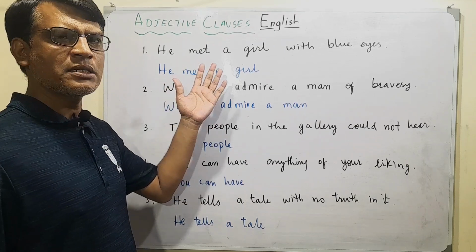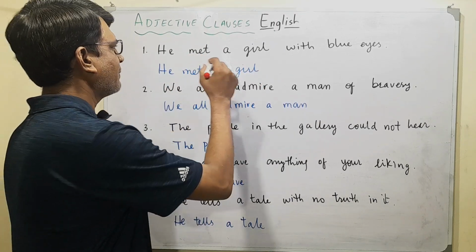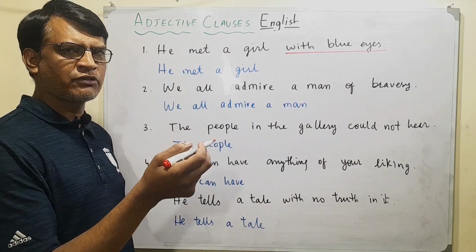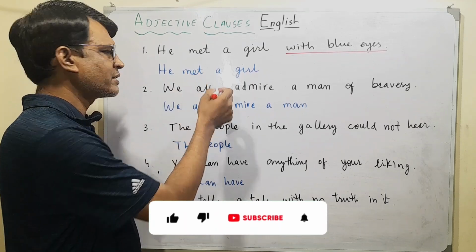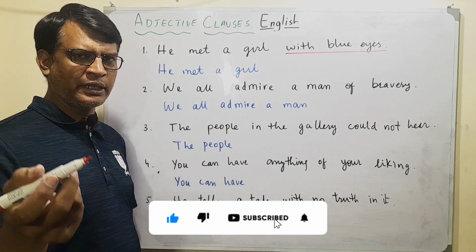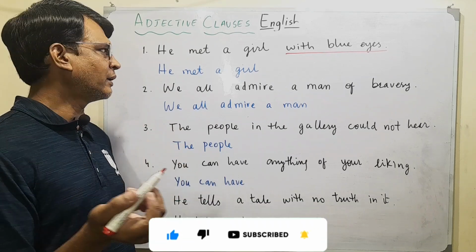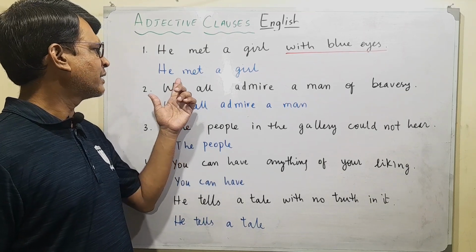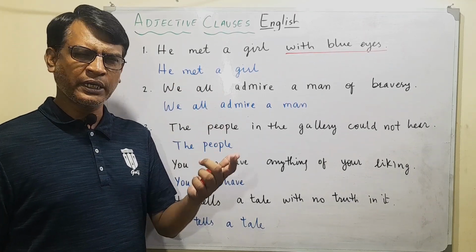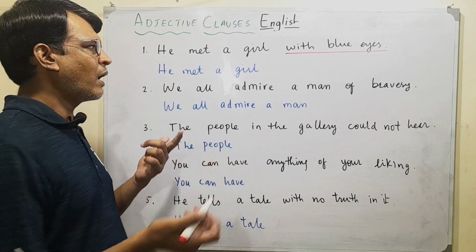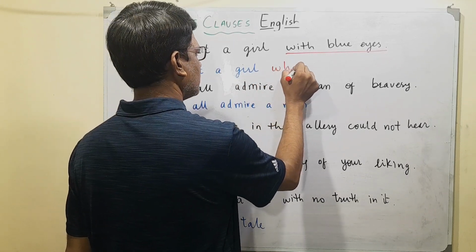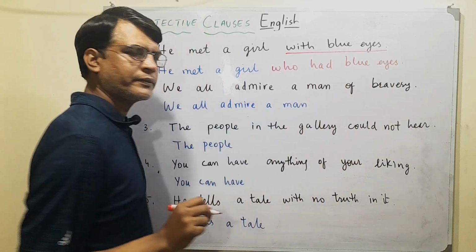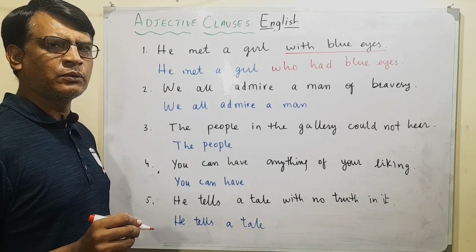I have a sentence with a phrase in it like he met a girl with blue eyes. How will we change this adjective phrase into adjective clause? Like he met a girl. I'll give you a time to think and then we'll see what options can come. Okay, so let's see what will come to your mind when we say he met a girl. How will we change? He met a girl who had blue eyes.